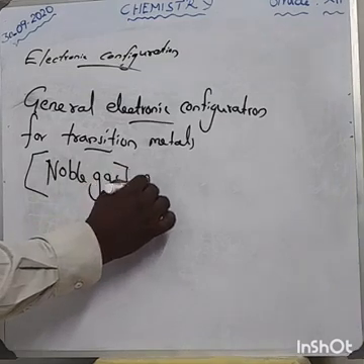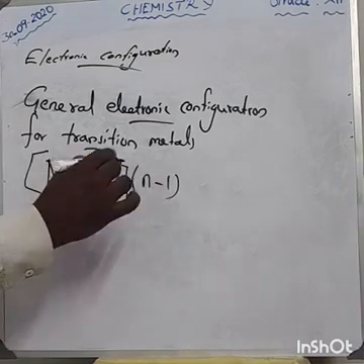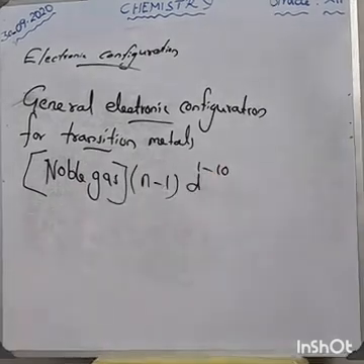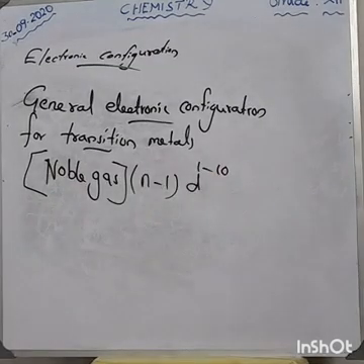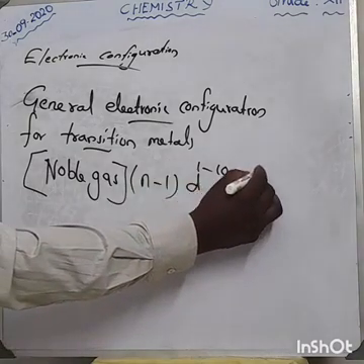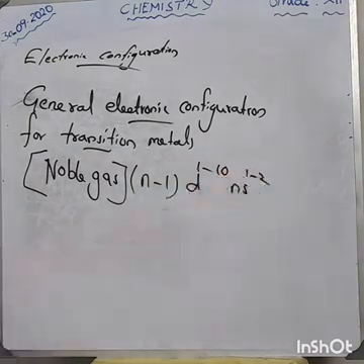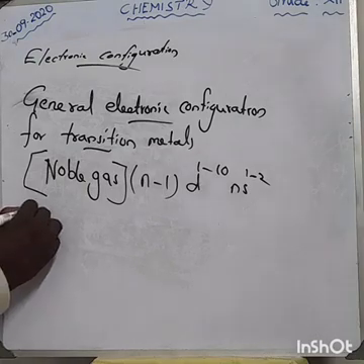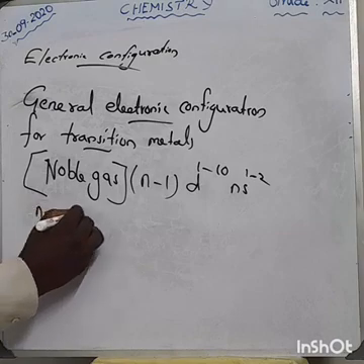(n-1), we are taking (n-1) d 1 to 10, and also ns 1 to 2. That is the general electronic configuration of transition metals. Here n is equal to 4 to 7.